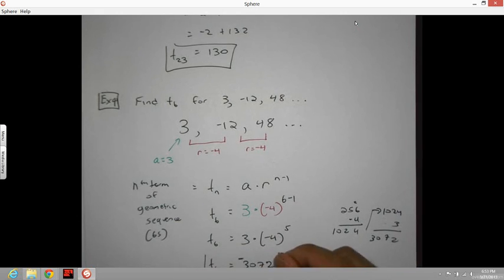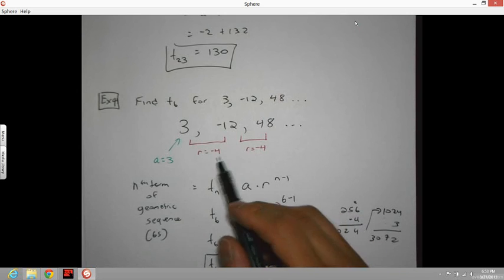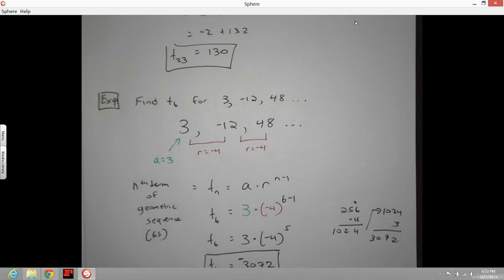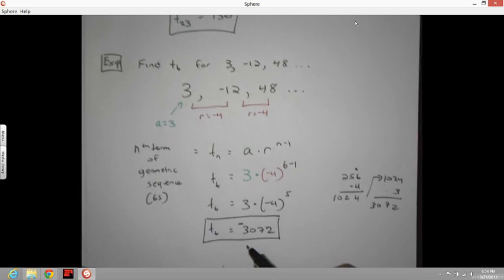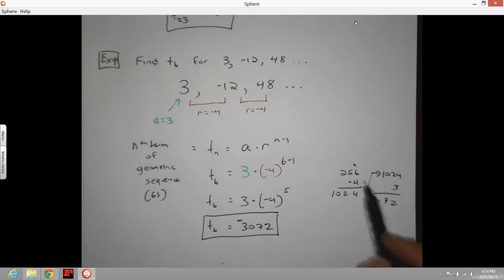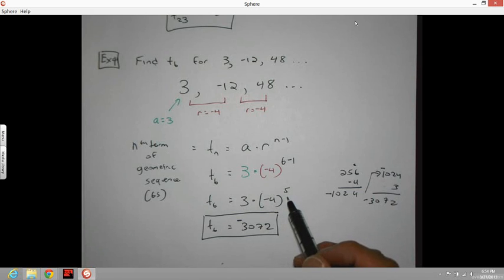Notice what happens when I keep multiplying by a negative number, and why this is negative. It totally makes sense. I'm sorry, let me scroll up a bit. I'll repeat myself. One more time, I took 256 and multiplied by negative 4, and I ended up with negative 1024. That got multiplied with 3, and I ended up with negative 3072. Again, why does it make sense to have a negative number? Well, truth be told, you have an odd exponent with a negative sign inside here. That's why we end up with the 6th term of negative 3072.